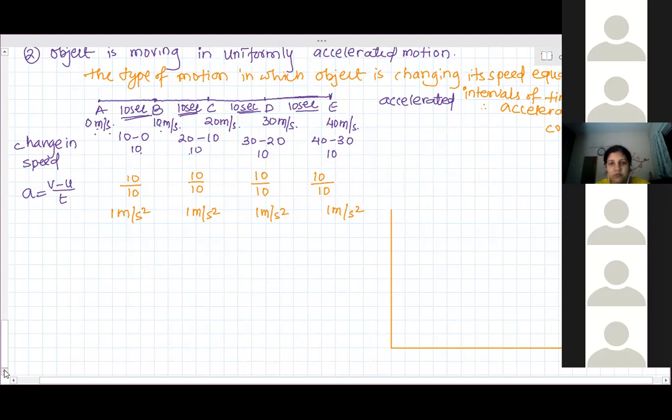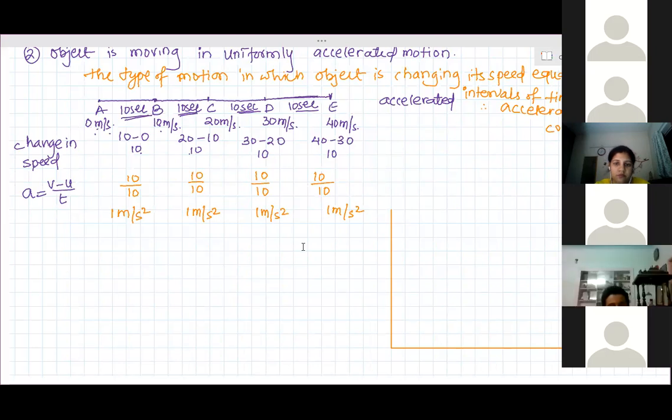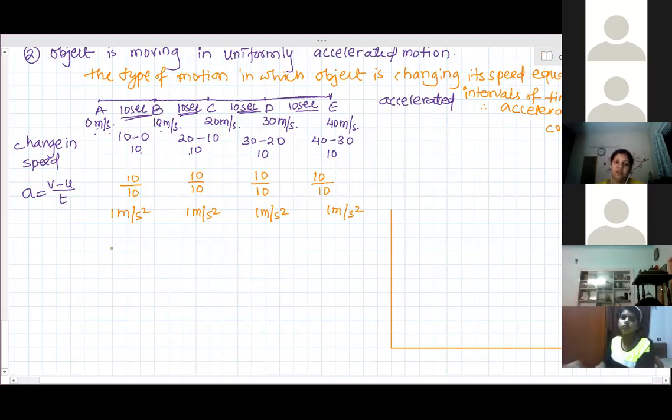Done? Yes, ma'am. Done, ma'am. Now we want to plot the values on a graph. For that, what do we need? We need time and speed.